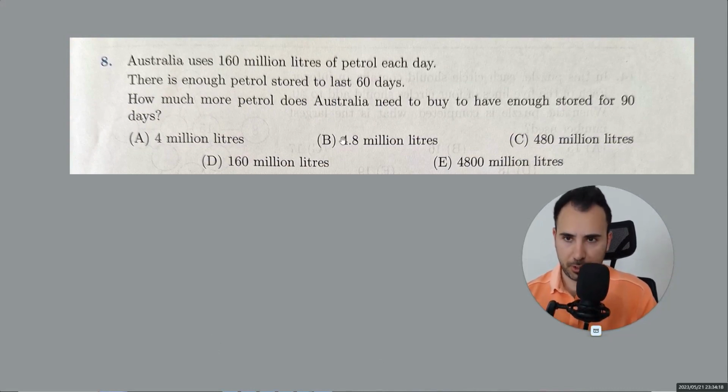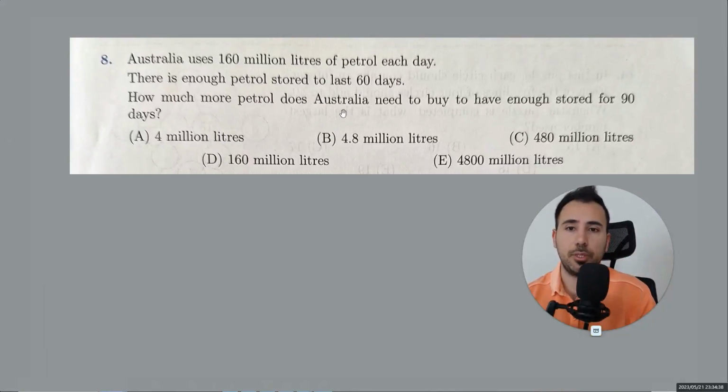This one, the quality of the question is not good. I tried to read it better. Australia uses 160 million liters of petrol each day. There is enough petrol stored to last 60 days. How much more petrol does Australia need to buy to have enough stored for 90 days? So they have enough for 60 days and want 90 days, so they need to buy for 30 days more.